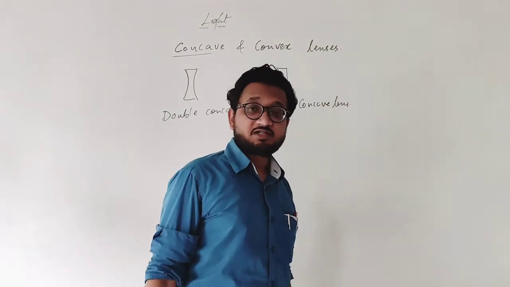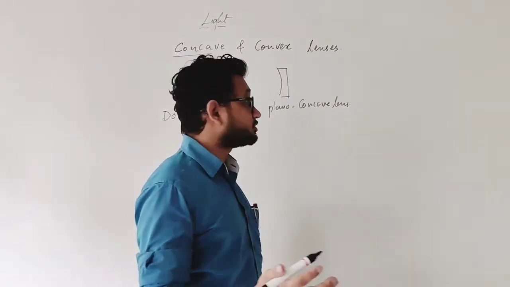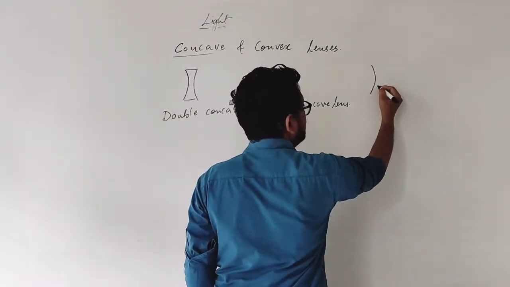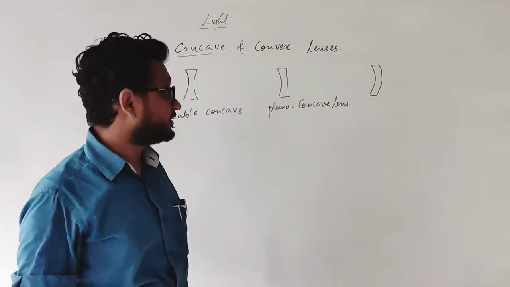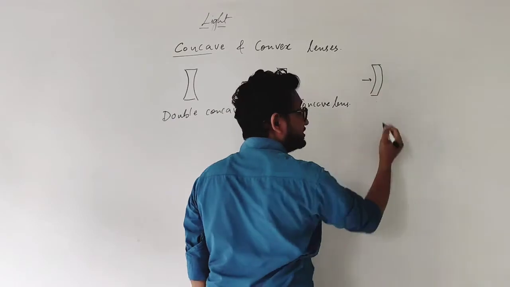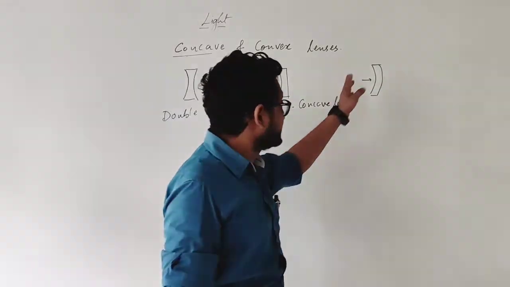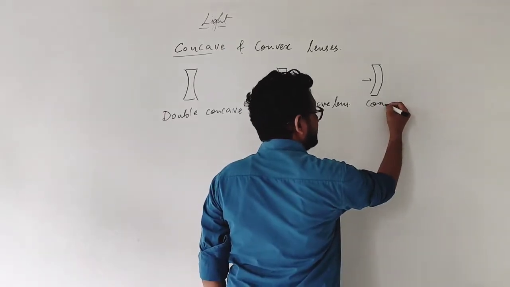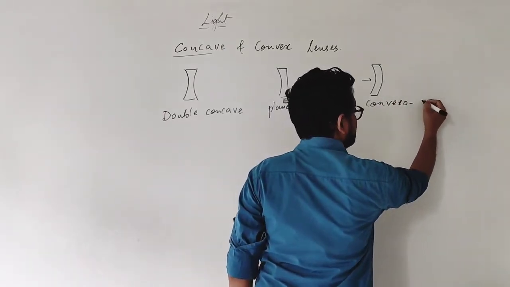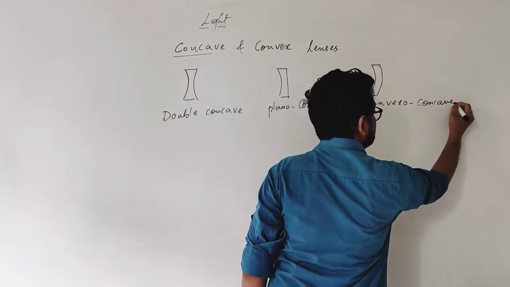And the last one is convexo-concave lens. So it is curved on both the sides, but in a different way. So this side it is convex and the other side is concave. So we write convexo-concave lens.